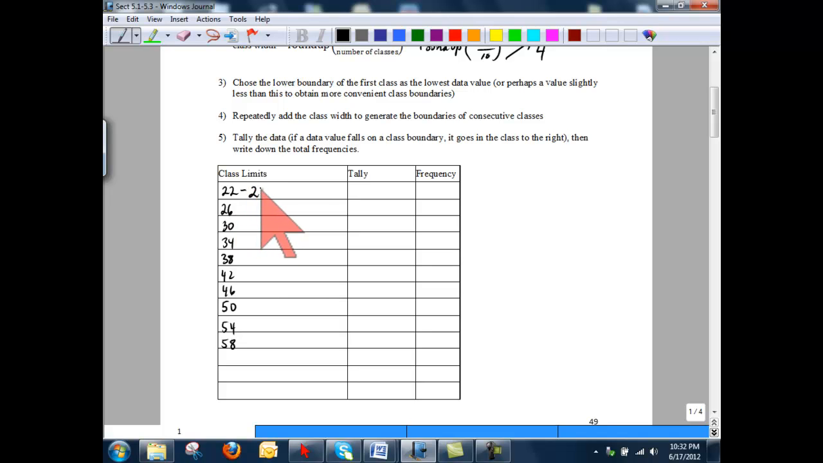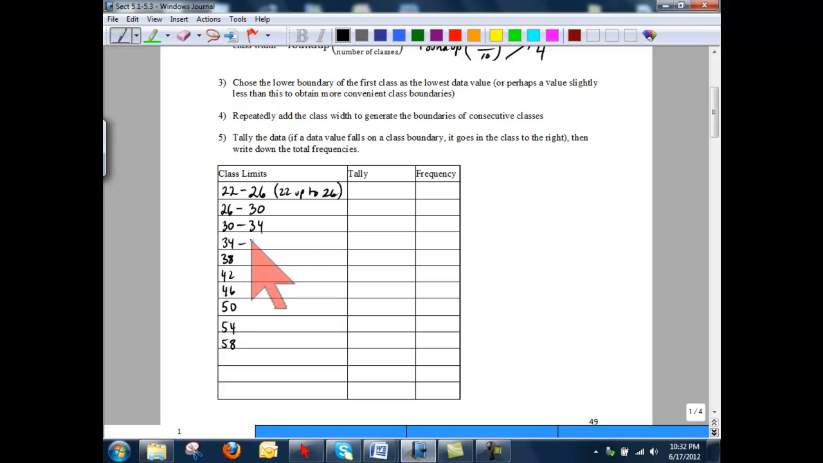So I'm going to do something a little different, and in most cases it doesn't really matter which convention you choose. This means 22 up to 26 by common assumption or common convention, and 26 up to, but not including, 30.